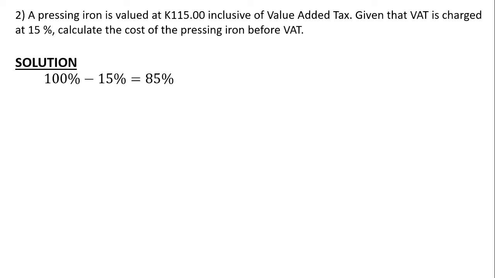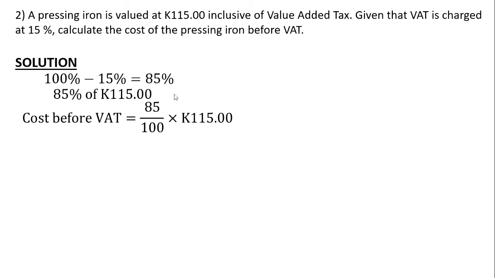Question 2. A pressing iron is valued at 115 kwacha inclusive of value-added tax. Given that VAT is charged at 15%, calculate the cost of the pressing iron before VAT. So, we can subtract 15% from 100%, which is giving us 85%. Get 85% of 115 kwacha. Before VAT, the cost was 85 over 100 times the 115.